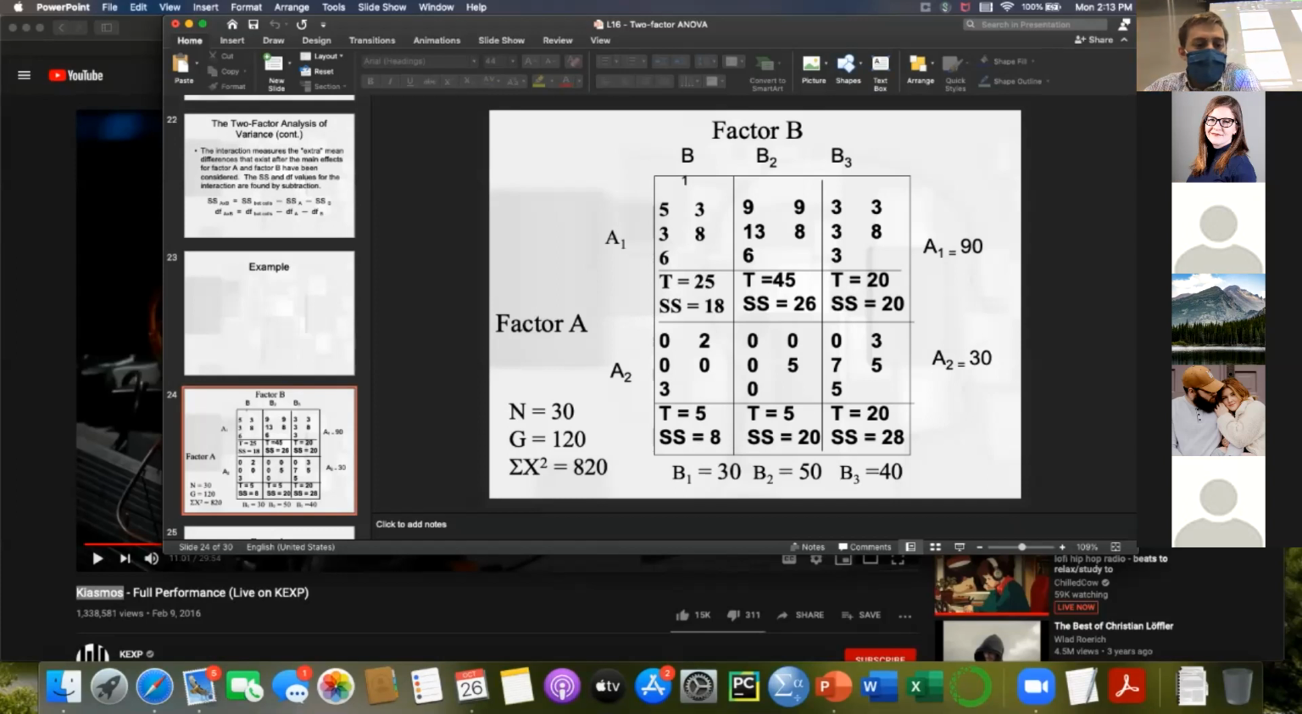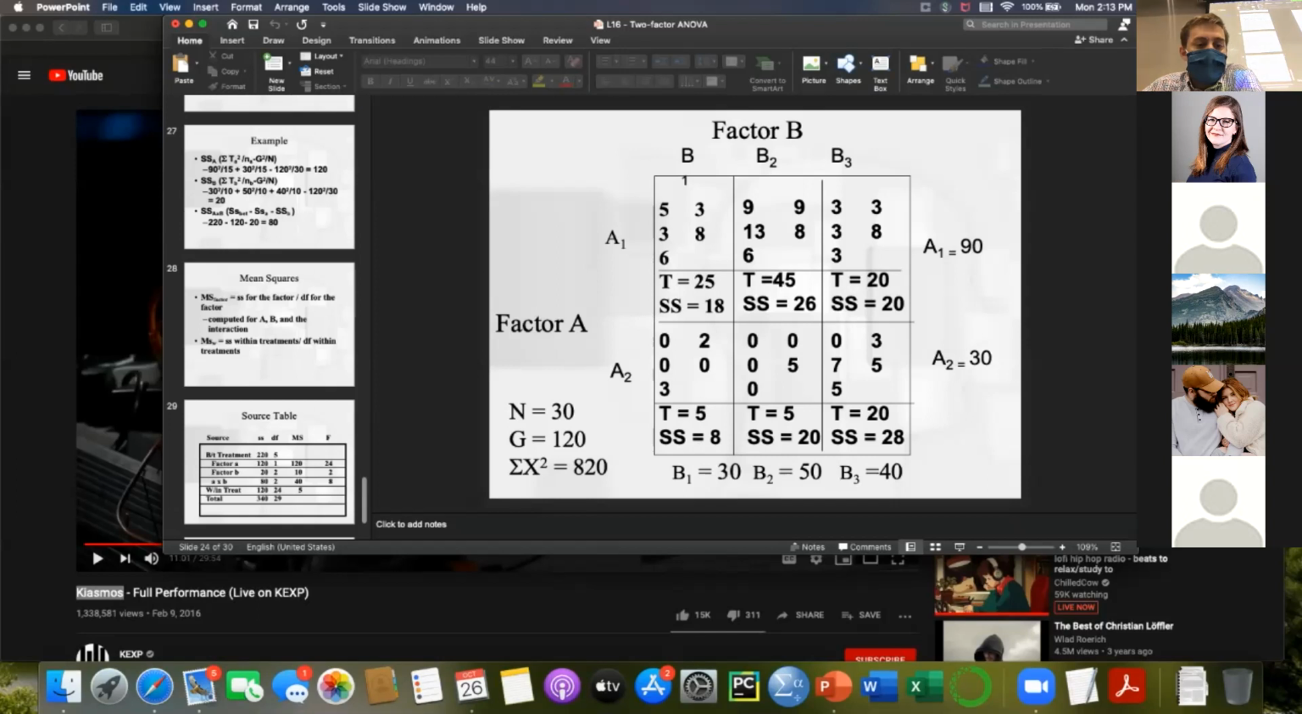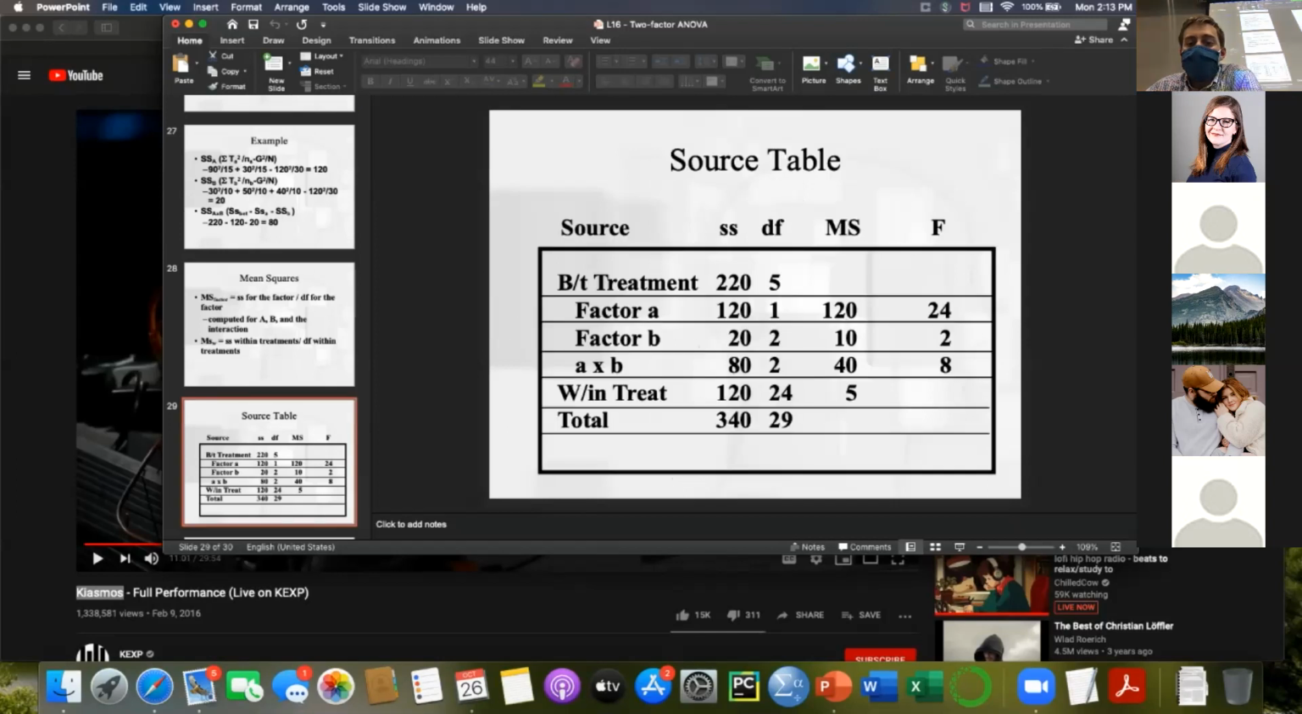Sure. So again, the mean squares is just like we've always done, right? So the mean squares is always just going to be the sum of squares of what we're interested in divided by the degrees of freedom of what we're interested in. So the mean squares for factor B is just sum of squares factor B divided by degrees of freedom factor B. Interaction, sum of squares divided by degrees of freedom.